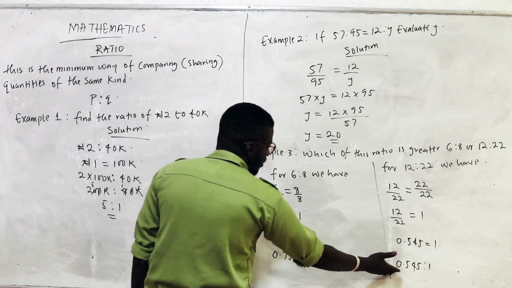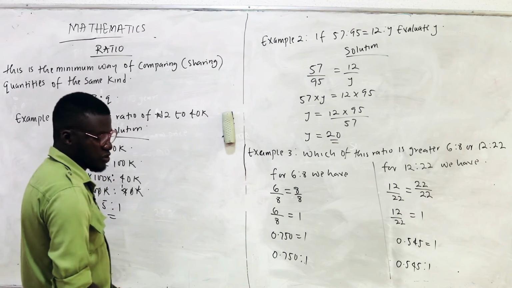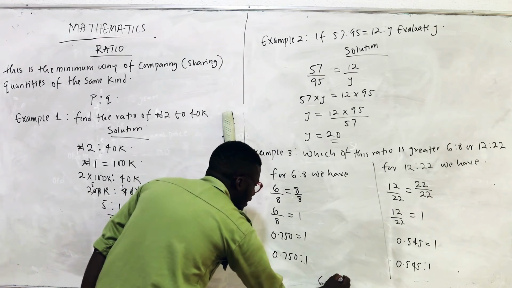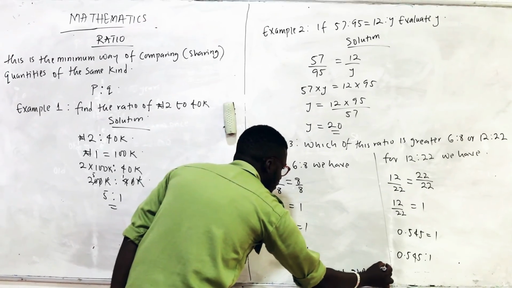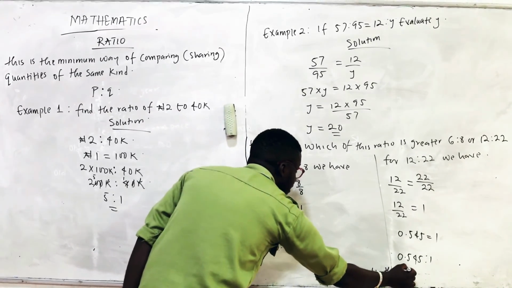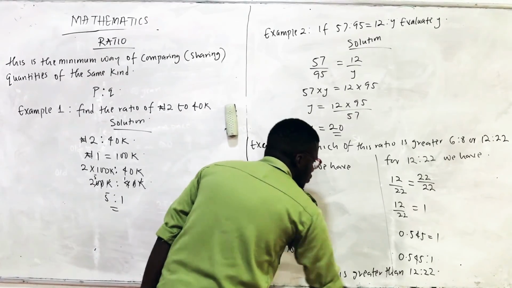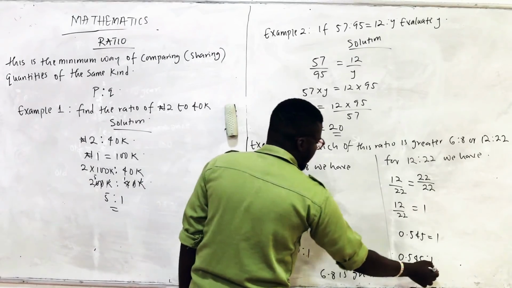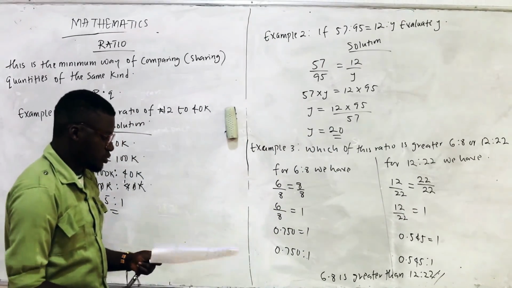0.750 is greater than 0.545. So from here, I will run to my conclusion to say my 6:8 is greater than 12:22. So that's my final answer. 6:8 is greater than 12:22.